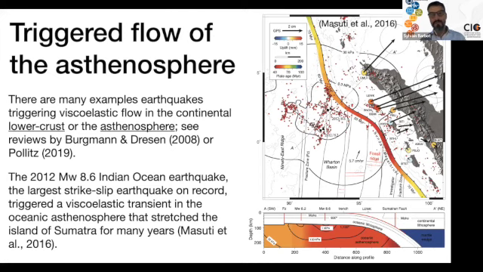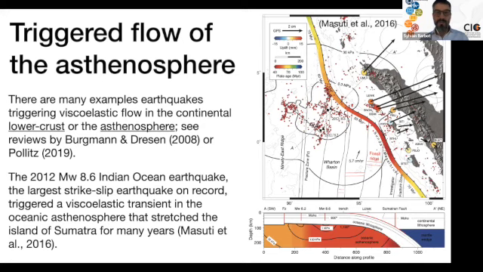And so I invite you to look at several review papers that have been done on this subject, for example, by Bürgmann and Dresen, or more recently by Freed and Pollitz. But I want to show you one such example from the largest strike-slip earthquake to have ever been recorded, which is the 2012 magnitude 8.6 Indian Ocean earthquake sequence that occurred offshore Sumatra in the Indian Ocean and ruptured several fracture zones in the so-called Wharton Basin.